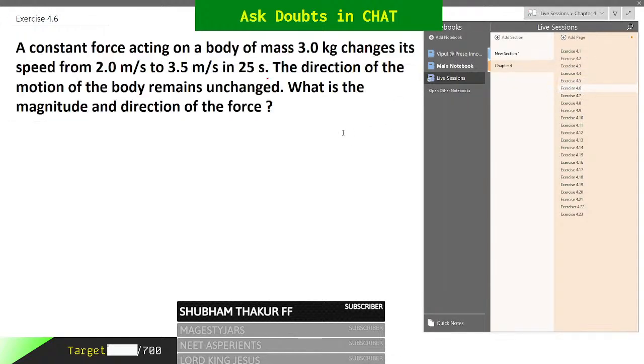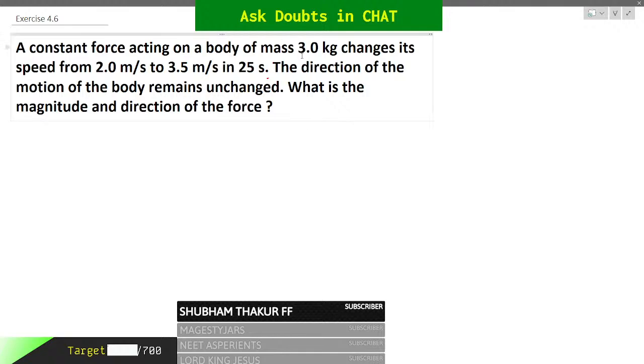In the sixth question, we have a constant force acting on a body of mass 3 kg that changes its speed from 2 to 3.5 meter per second in 25 seconds. The direction of motion of the body remains unchanged. What is the magnitude and direction of the force?